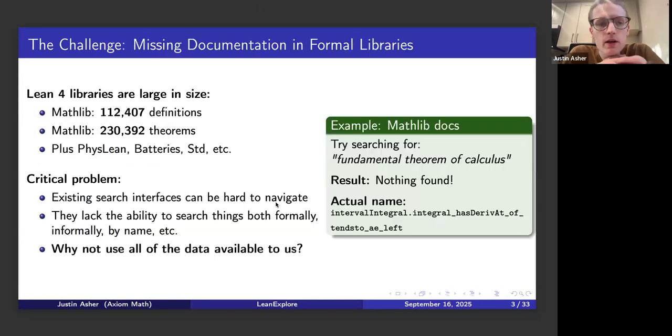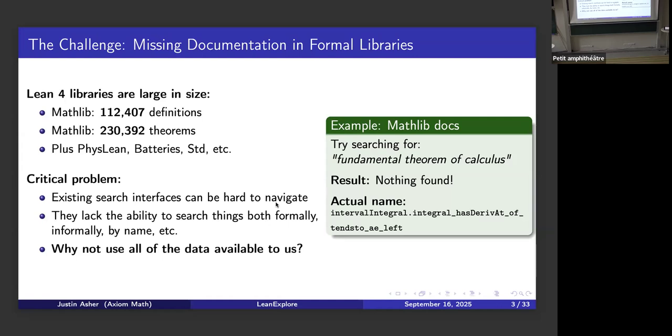So the thing that's really hard about finding declarations in Lean 4 libraries is that it's kind of like a chicken and the egg problem. If you're getting into learning Lean and you need to find something and you go to the Mathlib documentation, a lot of the time you have to know at least the name or similar names of the things that you're looking for. And you can't really search for things semantically. So the goal behind building LeanExplore was to build a system in which people can find things both formally and informally, by name, or by docstring.